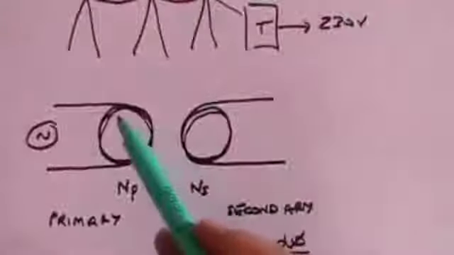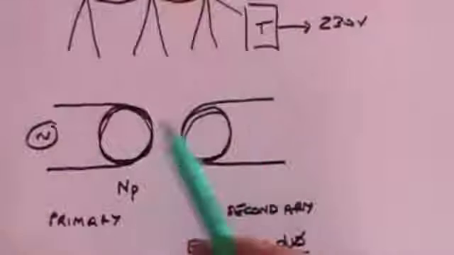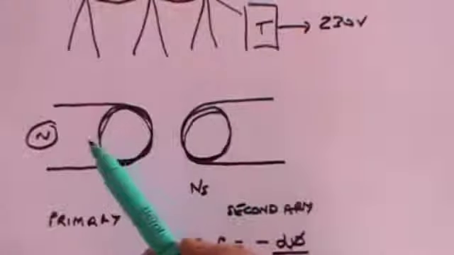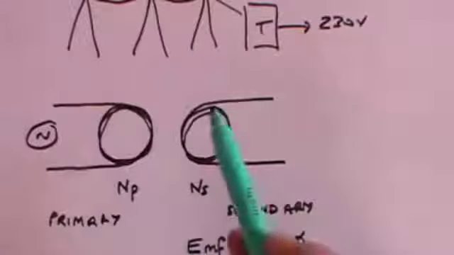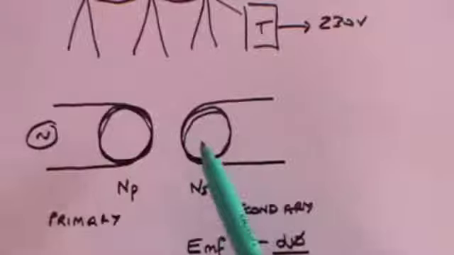So, if you want to step up, in other words, if you want a higher voltage here than in the primary, then you need fewer turns in the primary and more turns in the secondary.